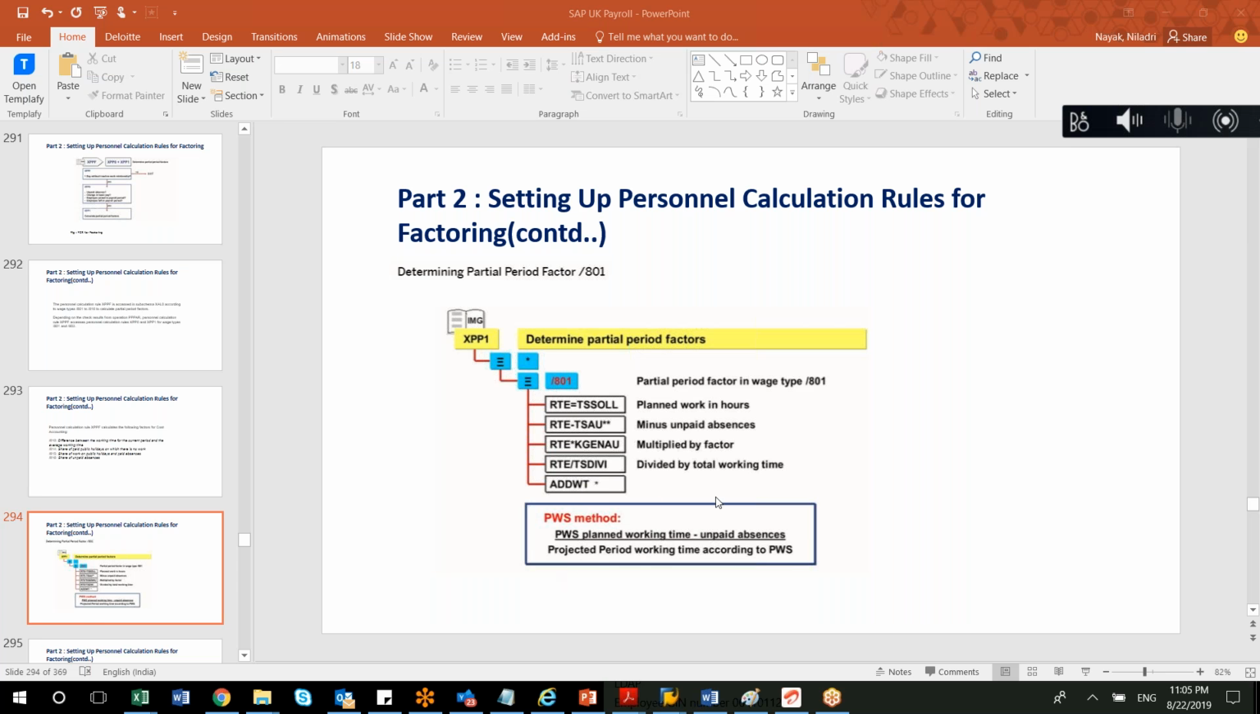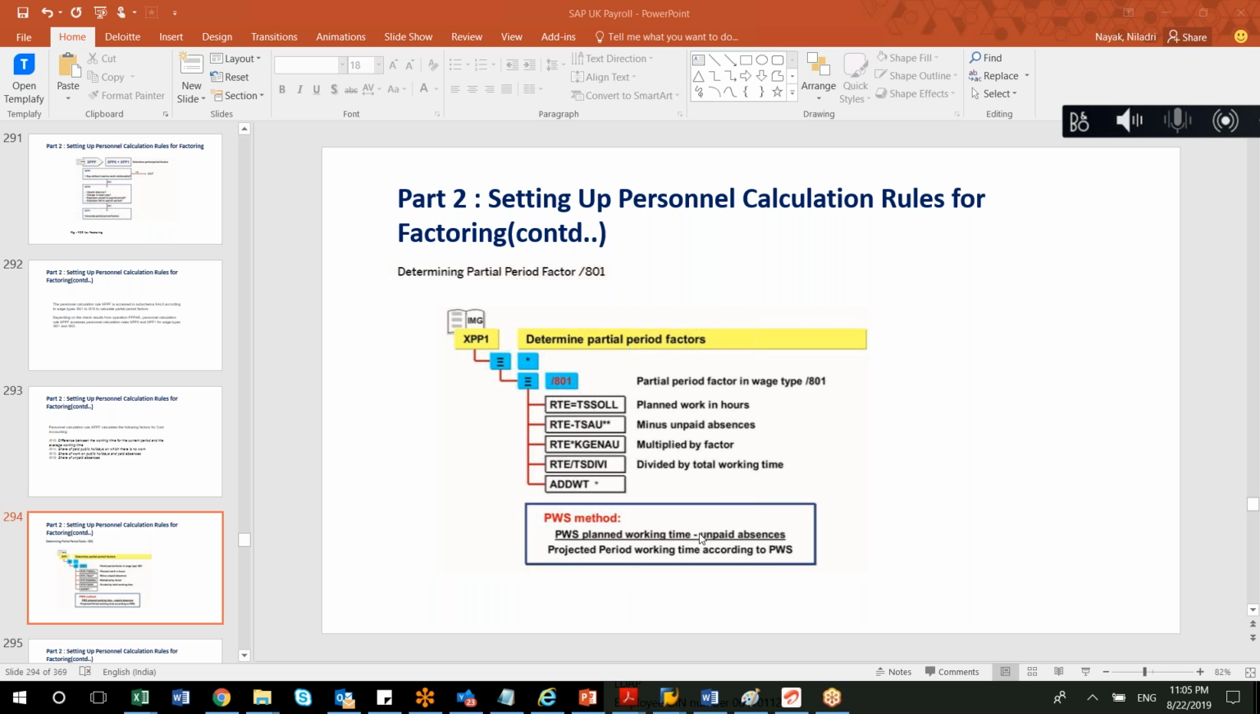If you are not able to understand, then you can see this is the formula. This is the generic formula: PWS planned working time minus unpaid absences, divided by the projected period working time according to the PWS. But how do you write this formula inside the rules? SAP has already written this formula, so you don't have to do anything.